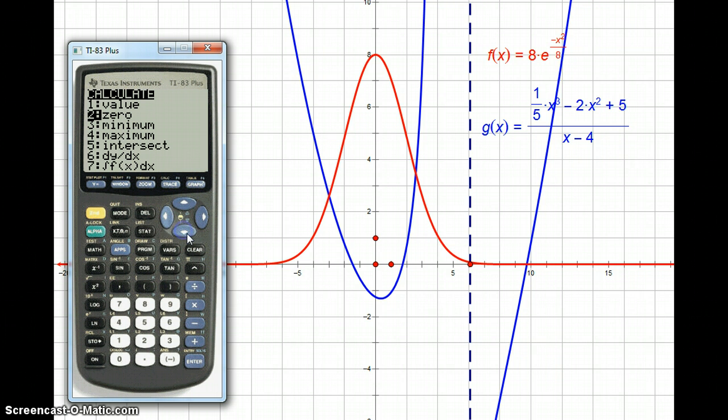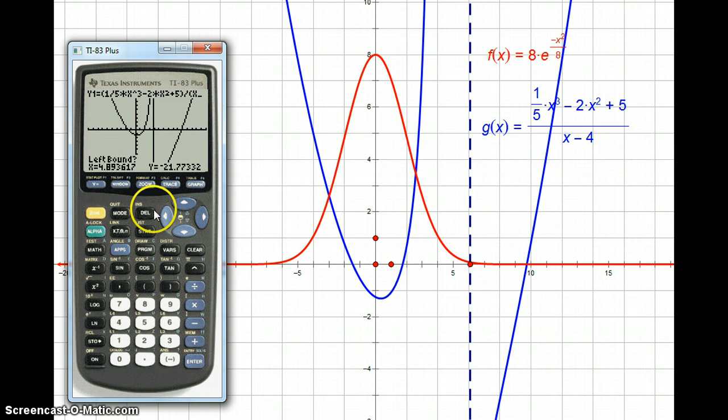The next item down is called 0. That is the more technical term for what we call an x-intercept. It's describing when the output of the function, the y value, is 0. So we can try that one out. So we hit enter. This one asks us 3 questions. It asks for a left bound, a right bound, and a guess. So first we need to arrow until we can see our cursor on the screen there.